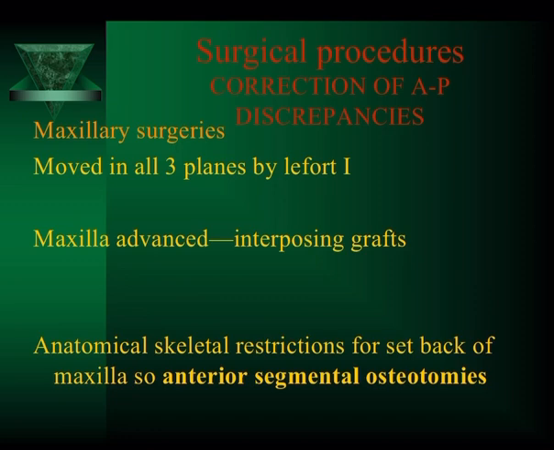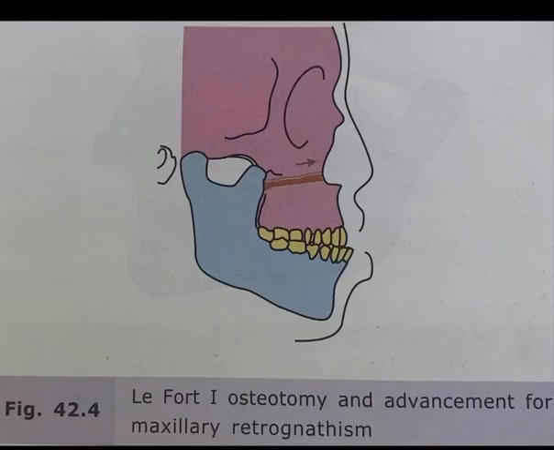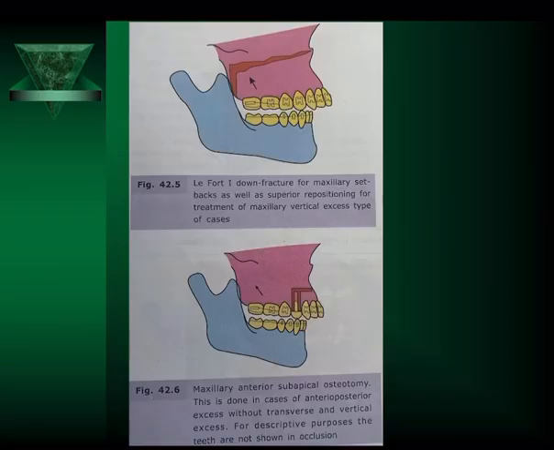Surgical procedures for correction of anteroposterior discrepancies include maxillary surgeries, moved in all 3 planes by Le Fort 1. The maxilla is advanced and interposing grafts are placed. Anatomical skeletal restrictions for setback of maxilla are handled by anterior segmental osteotomies. This is a Le Fort 1 osteotomy and advancement for maxillary retrognathism.